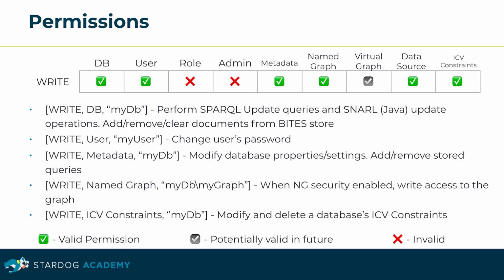Write permission on a user allows the subject to change that user's password. Write on a database's metadata allows the subject to modify that database's properties and settings, as well as add and remove stored queries for use against that database. Again, with named graph security enabled, write permission gives the subject write access to that graph, allowing them to perform SPARQL update queries on it.